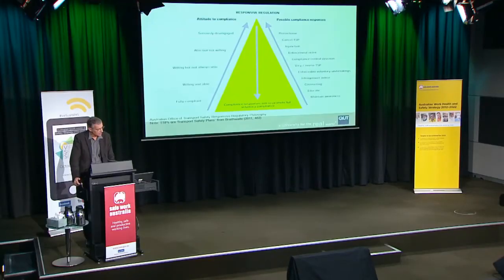And here's an example. This isn't actually in mainstream health and safety regulation, but it's an example that John Braithwaite uses in a very good article in the 2011 University of British Columbia Law Review in relation to transport authority. You'll see on the left-hand side of the pyramid an arrow showing the attitude to compliance. At the bottom, you've got firms that are fully compliant, and at the top, you've got a firm that's seriously engaged from the regulator.